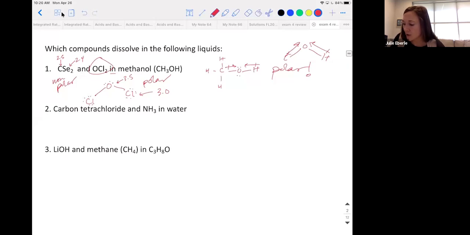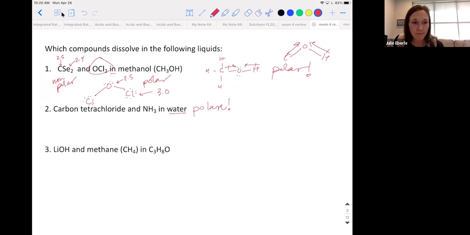Okay, carbon tetrachloride or ammonia in water. First off, you don't even have to draw water out. Is water polar or nonpolar? If you learned anything in this class, hopefully you learned that water is polar. So carbon tetrachloride or NH3, which one is polar?